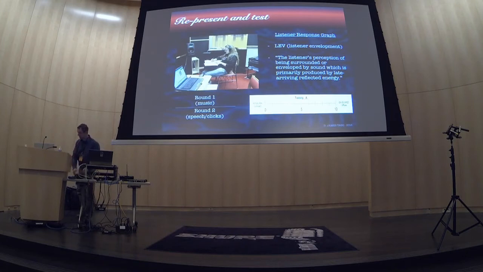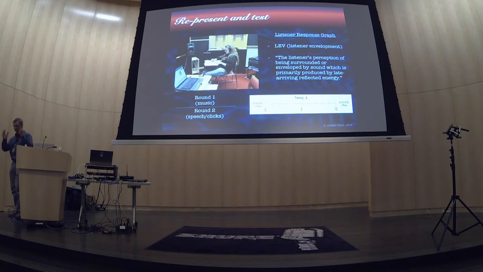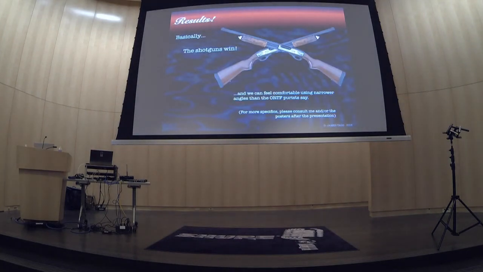So those are the three samples. If you want to take a look after we're done, you can look at the responses for each one of those samples, including all the ones that we didn't hear. They're all down here on the poster. But the shotguns win. The shotguns have it. They consistently gave the widest perception because they're focusing in on those lateral reflections. So yay, the hypothesis worked out. And the other thing is we can feel comfortable using narrower angles than the traditional ORTF technique, and it helps fill in the middle of the ensemble a little bit and gives us a little more realistic presentation.